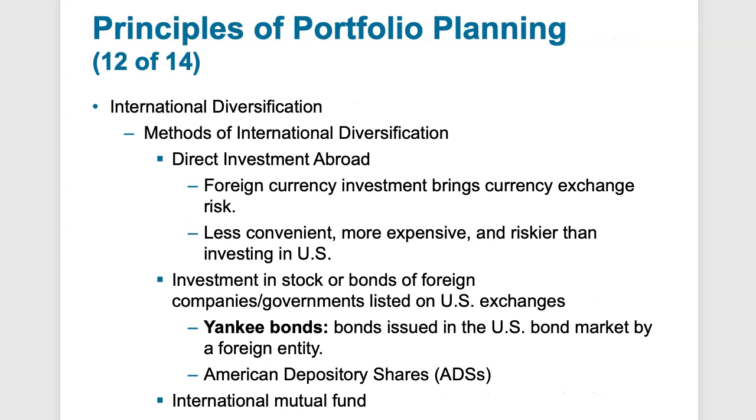Now, methods for this international diversification. You can invest directly in companies in foreign countries, and so you would have to use foreign currency exchange. You take your currency, exchange it into the foreign currency to buy those companies in those foreign exchanges, which also opens up the possibility of foreign currency risk, the change of the currency affecting your overall returns. And this is inconvenient, expensive, with higher fees to do this.